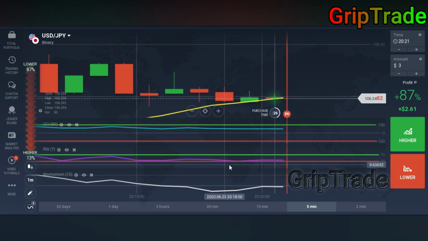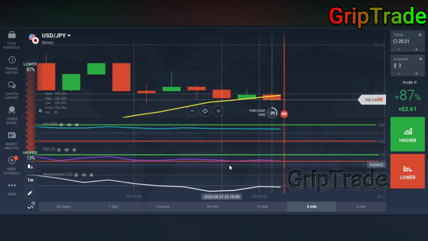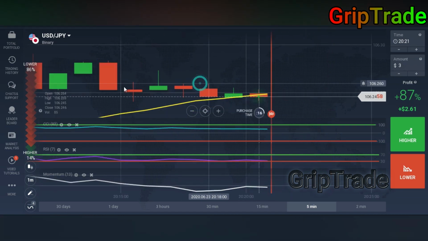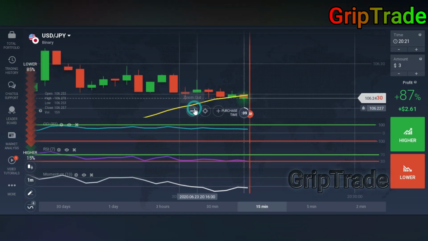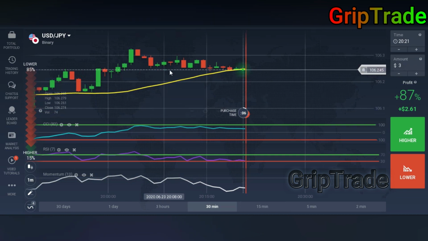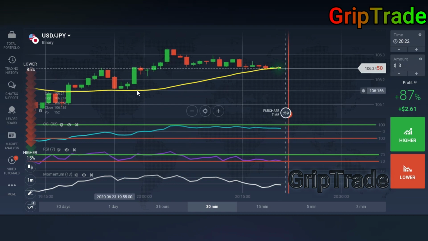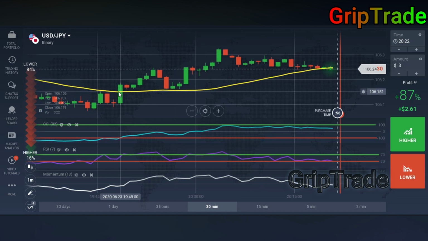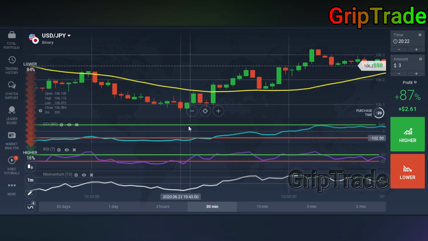Now what you need to remember is that if this yellow moving average line, let me zoom out so that you can clearly watch it, if this yellow moving average line crosses, intersects, touches a green candle, just like here, and CCI touches the above point.